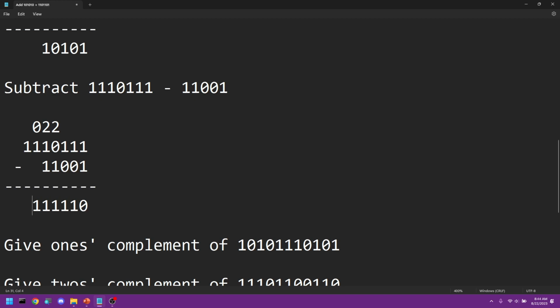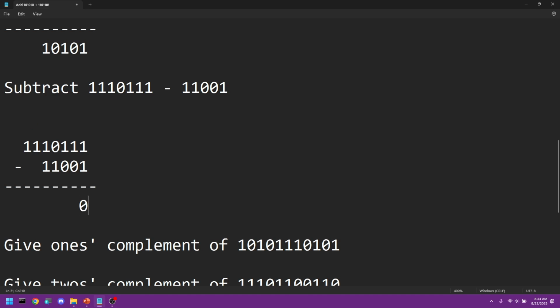So 1 minus 1, 0. 1 minus 0, 1. 1 minus 0, 1. 0 minus 1, we borrow from the next digit over. That becomes a 2. I see where we went wrong. So now this is a 0. Let's do this again because I screwed up. So we're going to delete all this. We're going to fix my mistakes here.